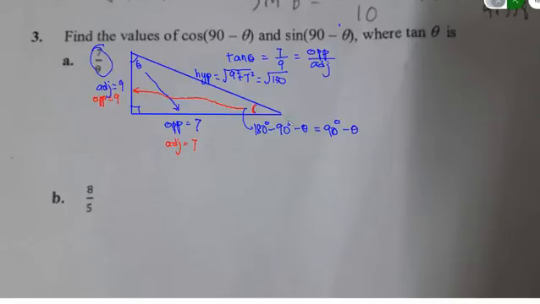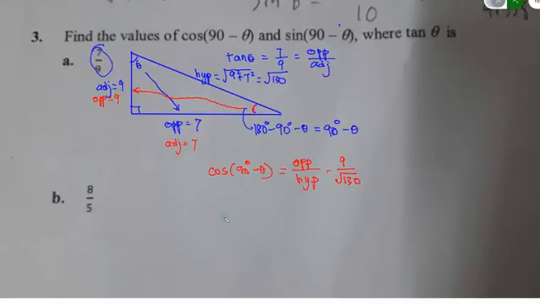Now, we are ready to look at cosine 90 minus theta. Cosine 90 minus theta, the definition is opposite over hypotenuse. What is the opposite of this angle? This angle is not theta, it's 90 minus theta. What is the opposite of this angle? It is this, 9. Okay, so it becomes 9. Then what is the hypotenuse? We have worked out to be square root 130.